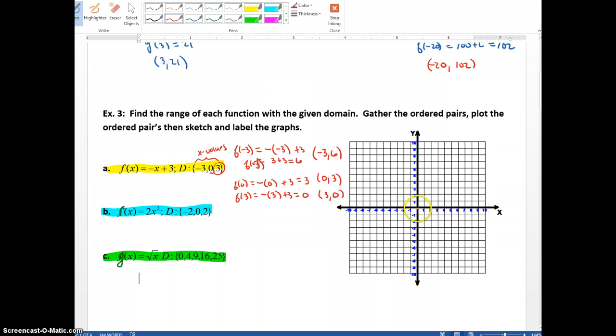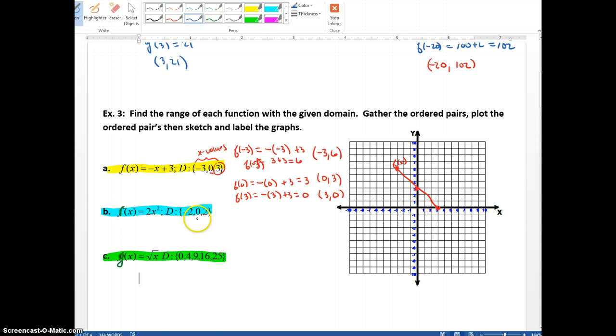So now I can plot these ordered pairs. Negative 3, positive 6. 0, 3, and 3, 0. And when I connect them, I get this. Now, to help myself know which function I just graphed, I'm going to name that f of x. So I know that's the function f. The second one I'm going to do is r of x.